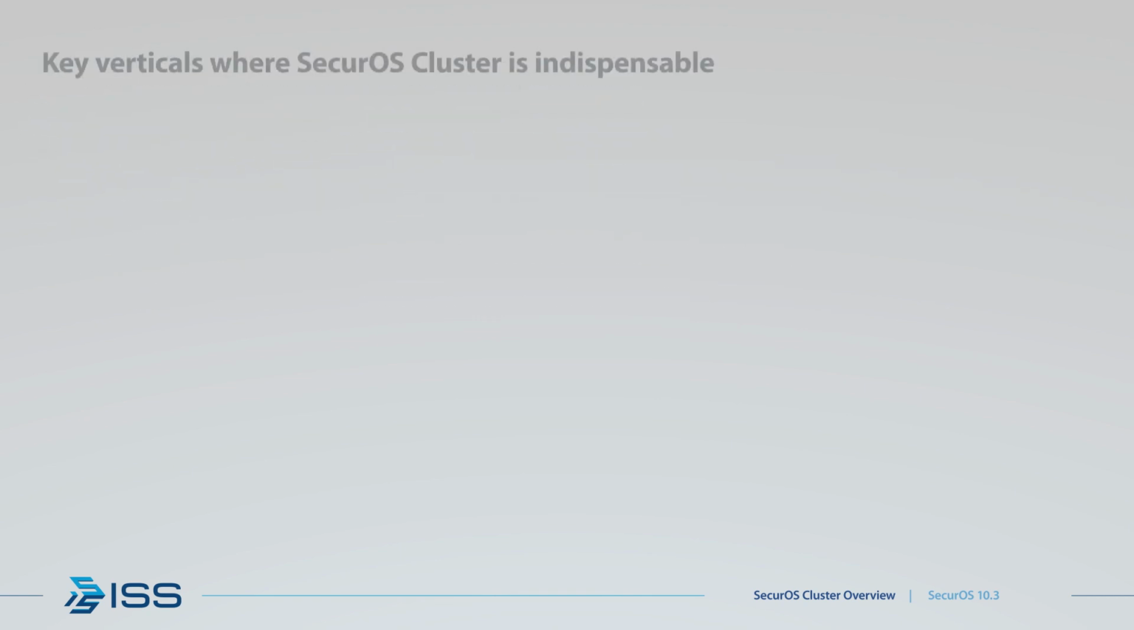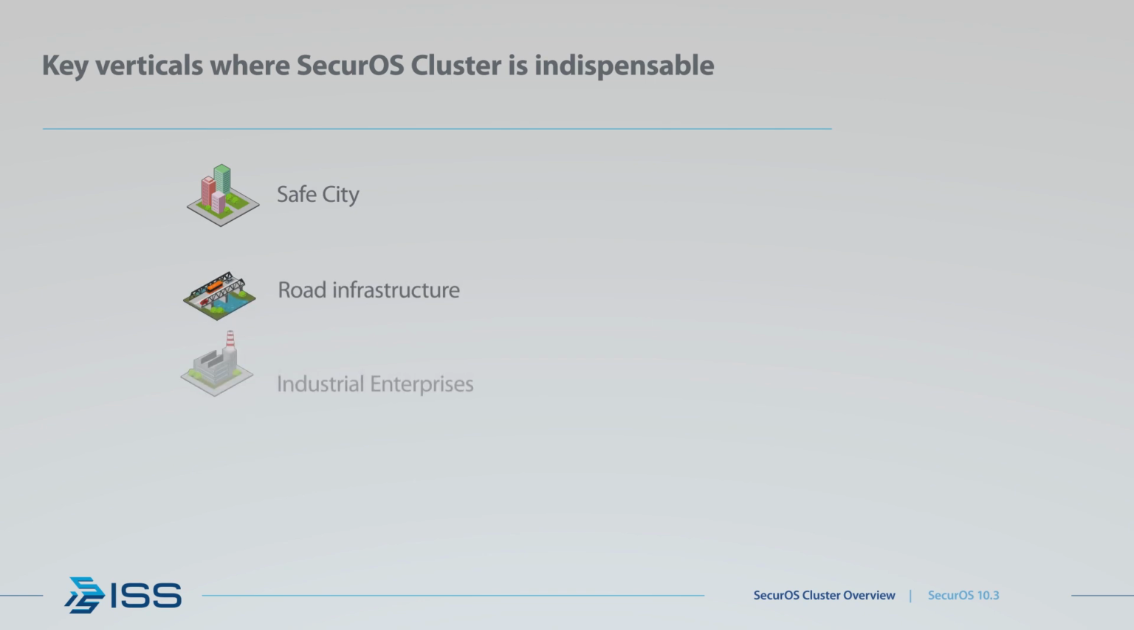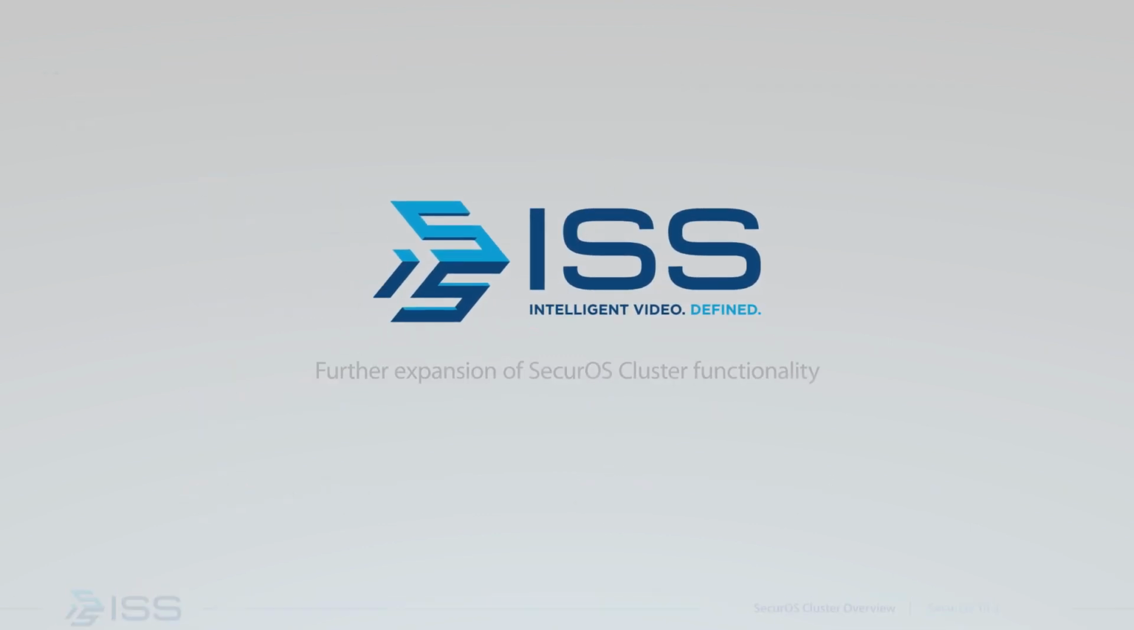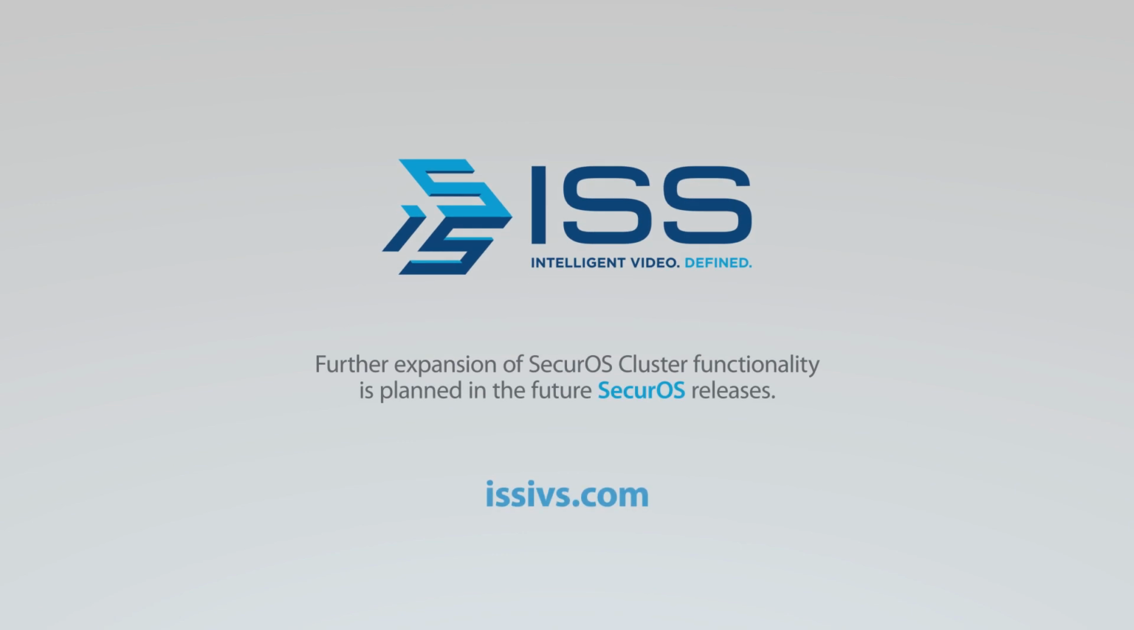Key verticals where SecurOS Cluster is indispensable: Safe City, road infrastructure, industrial enterprises, municipal transport, airports, enterprises of the fuel and energy sector, defense industry, sea and river ports. Further expansion of SecurOS Cluster functionality is planned in future SecurOS releases.